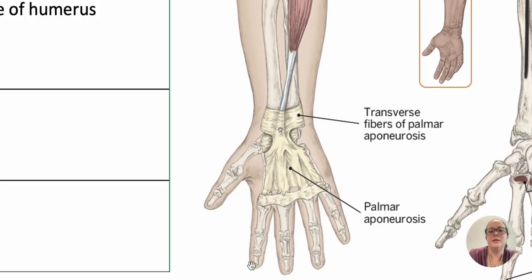This is connective tissue, the aponeurosis. This is the cable tie for all those tendons so that you don't have tendons just floating around in your hands. Aponeurosis, the cable tie. The cable tie for your tendons.